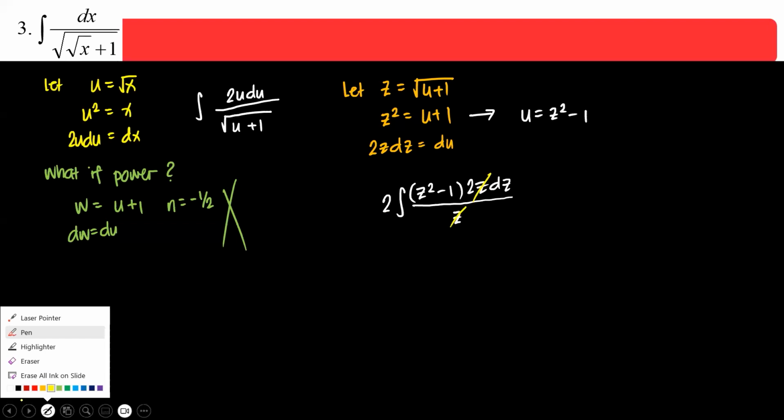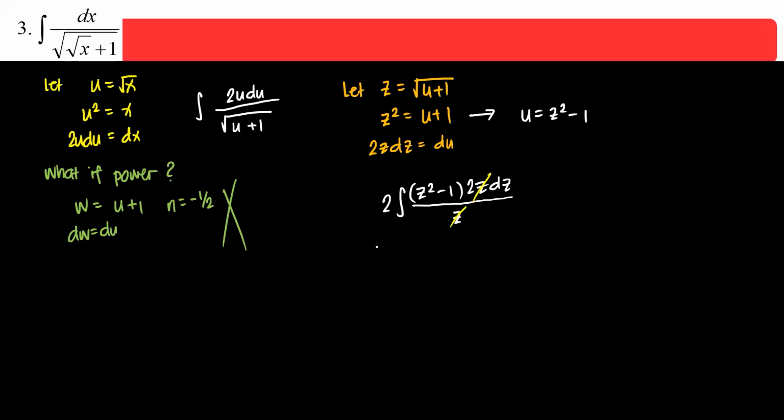Cancel. And then let's bring out what we don't need. For the integral of z squared minus 1 dz, some of you might say, this is already integrable. Yes. So that becomes 4 z cubed over 3 minus 4z plus c. What is z equal to?